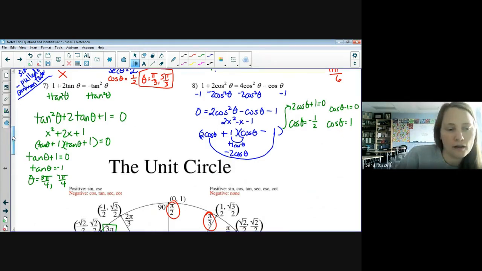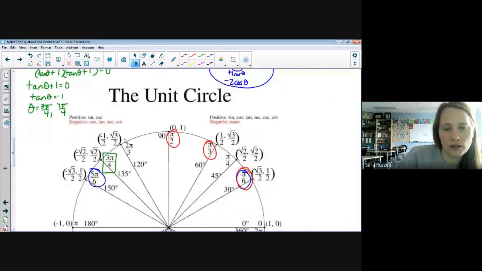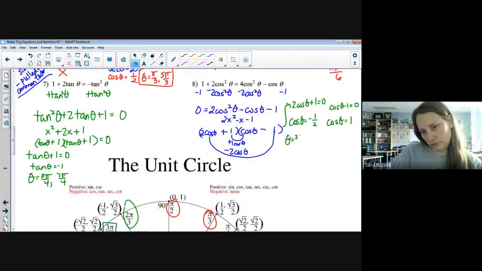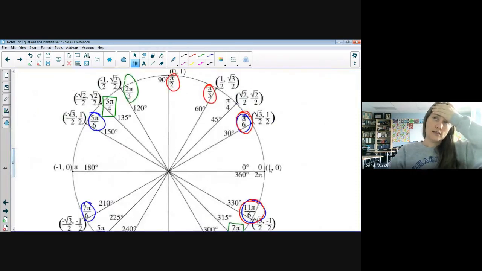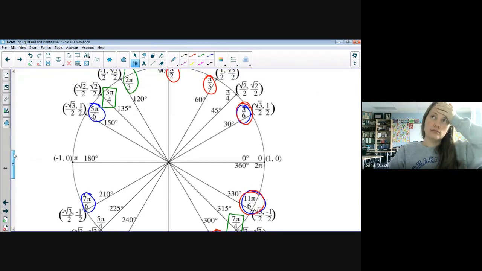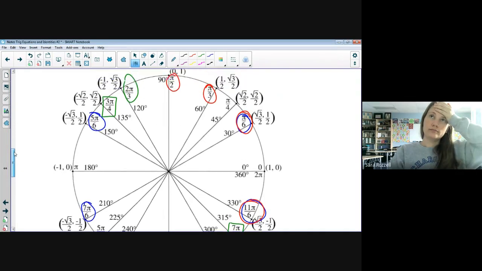Cosine negative 1/2 would be 2 pi over 3 and 4 pi over 3. And cosine is 1. That is our x value is 1 at how many radians? When is cosine 1? When's the x value 1? At 0. Yep.